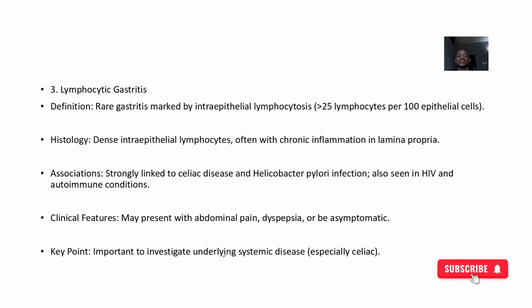Lymphocytic gastritis is marked by intraepithelial lymphocytosis. Lymphocytes are so many in the epithelial cells there. There's dense intraepithelial lymphocytes, often with chronic inflammation in the lamina propria. It's linked to celiac disease, also linked to Helicobacter pylori, and is also seen associated with HIV infections. The person will be suffering from abdominal pain, dyspepsia, and the like.